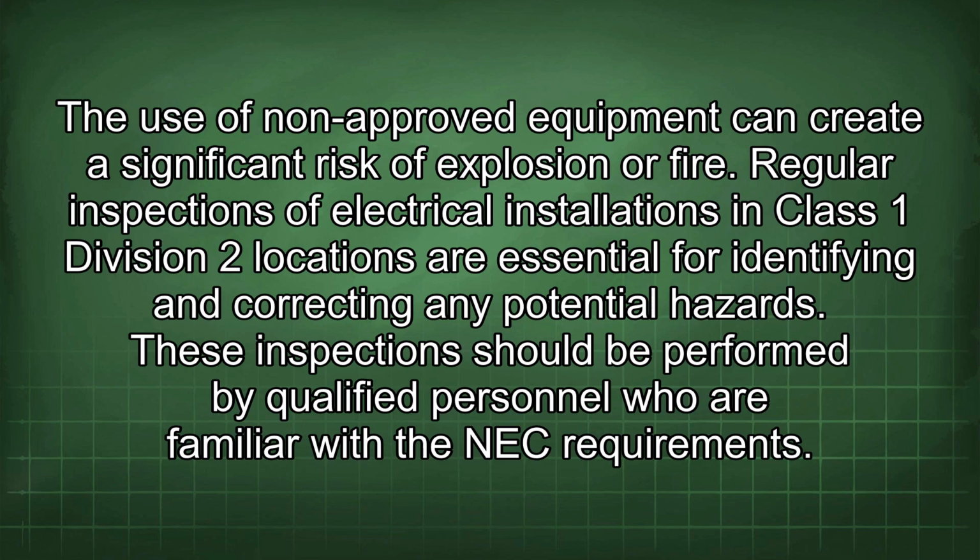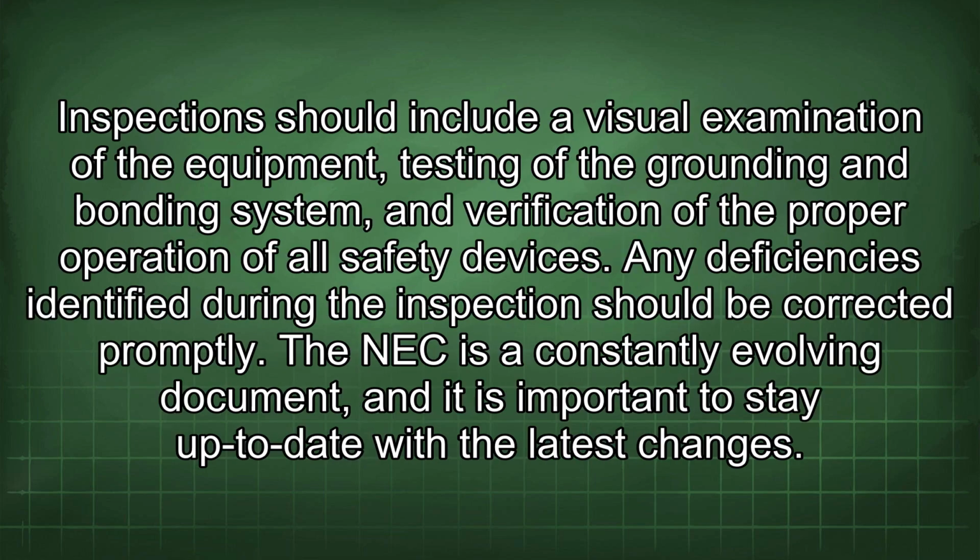Regular inspections of electrical installations in Class 1 Division 2 locations are essential for identifying and correcting any potential hazards. These inspections should be performed by qualified personnel who are familiar with the NEC requirements. Inspections should include a visual examination of the equipment, testing of the grounding and bonding system, and verification of the proper operation of all safety devices. Any deficiencies identified during the inspection should be corrected promptly.